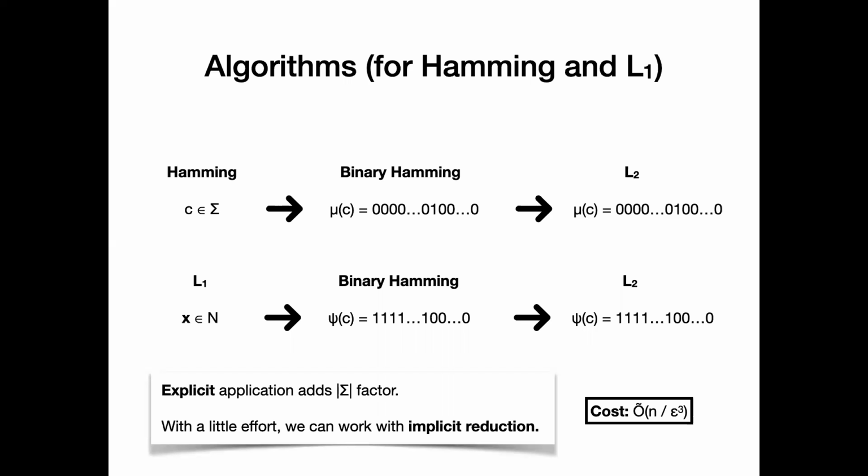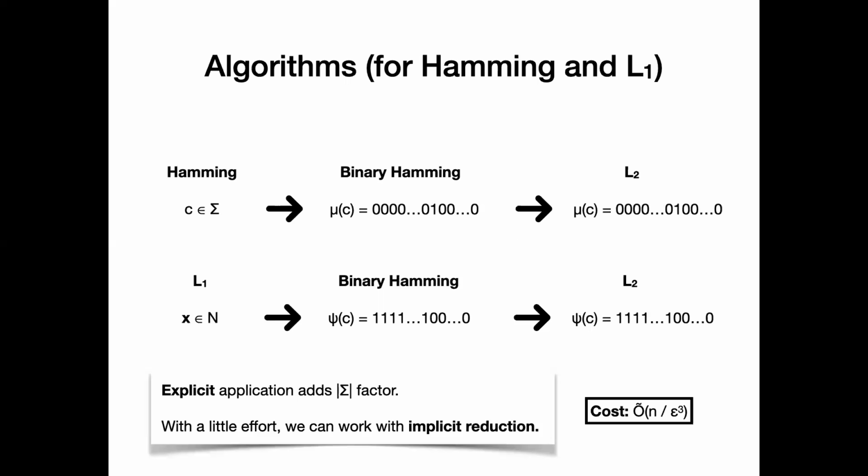I will maybe not discuss the technical details here, but after doing all of this, we cannot do this rebalancing step that we did for L2, so we just have to pay the full price of n over epsilon cube. But we can fully avoid computation of convolution.